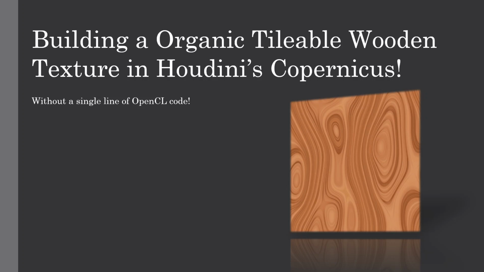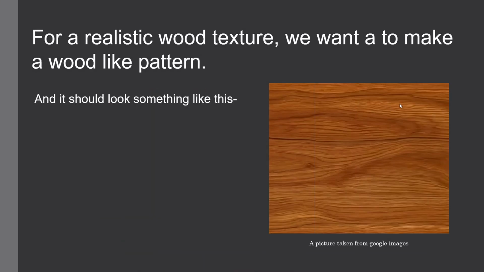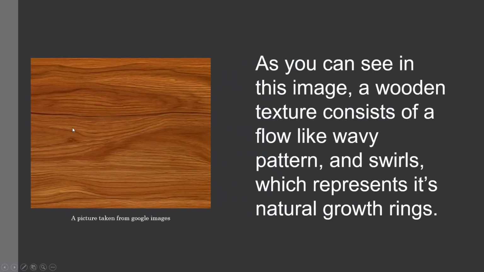Hello and welcome. Today we are going to learn how to make an organic tileable wooden texture inside Houdini's Copernicus without even writing a single line of OpenCL code. For a realistic wooden texture, we want to make a wood-like pattern which looks something like this. This is an image I got from Google Images. This is a real life reference.